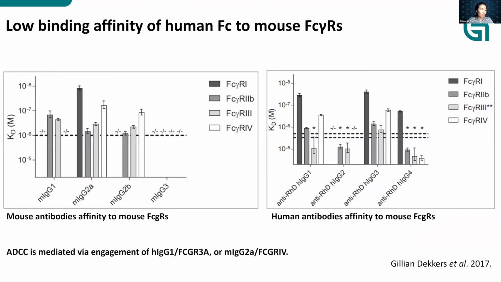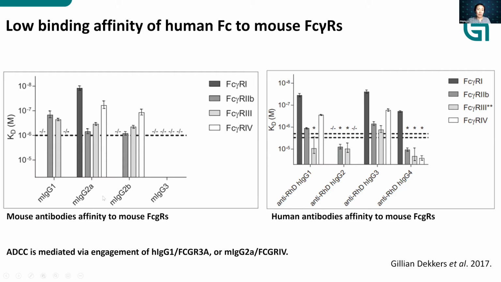So we have been using mouse as a model organism to test drugs, right? Here we are testing antibodies that are geared toward human antigen or the human immune system, but we are using mice. We're providing a mouse environment for the testing. So it's quite critical to see how human antibodies and mouse antibodies bind to the mouse FcγRs in the mouse environment. On the left side is showing you the mouse antibody versus the mouse FcγR.